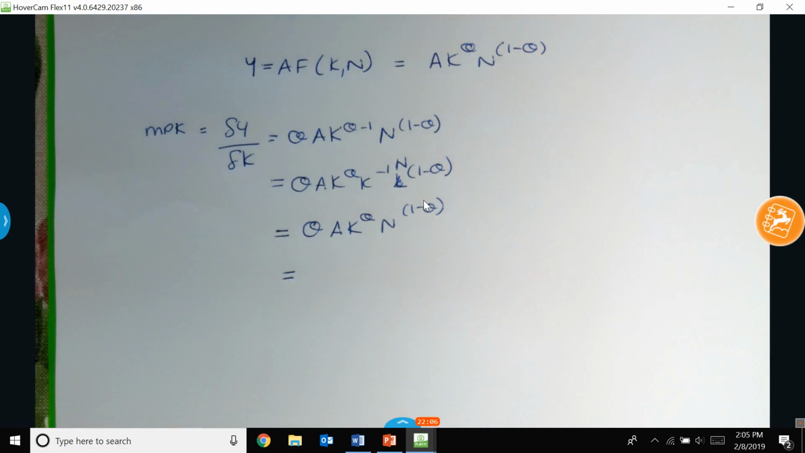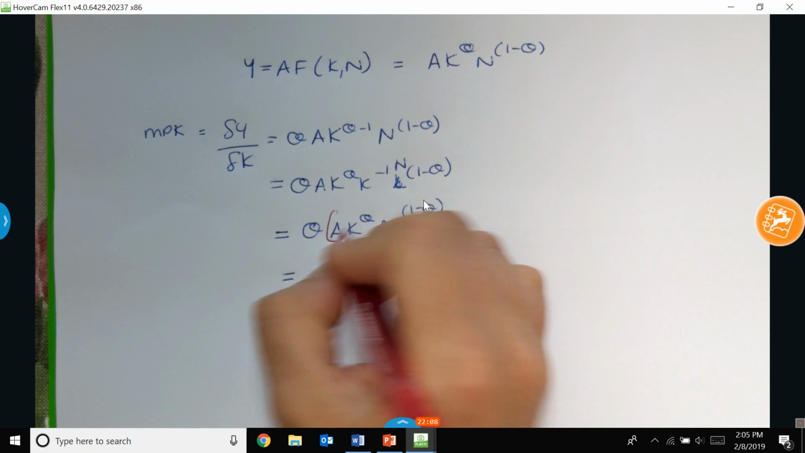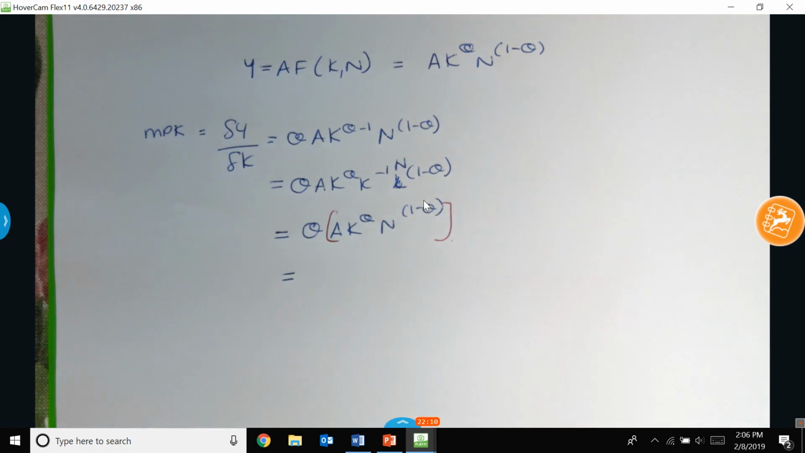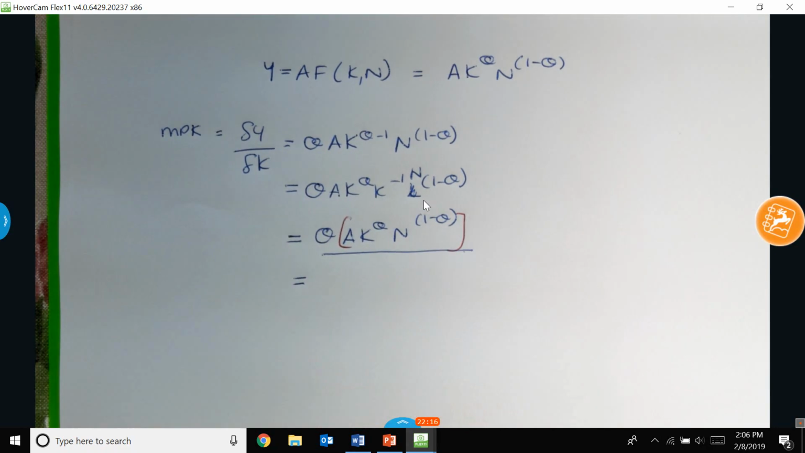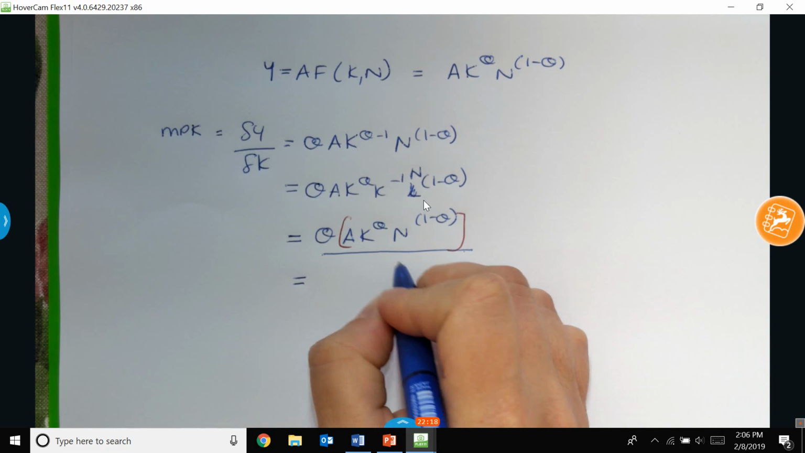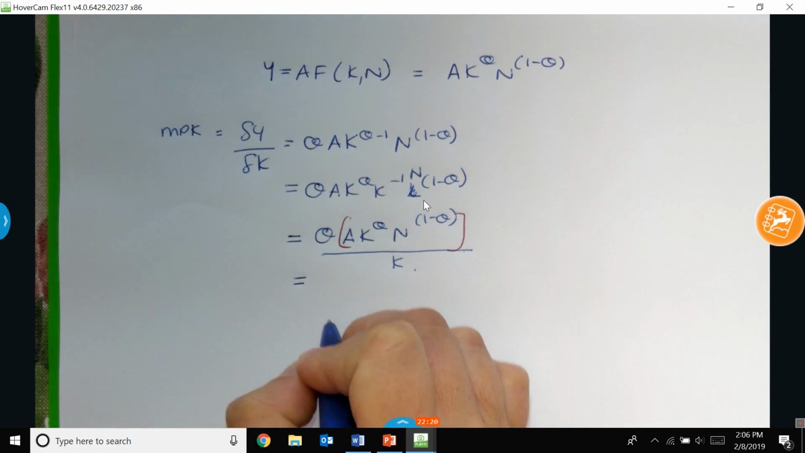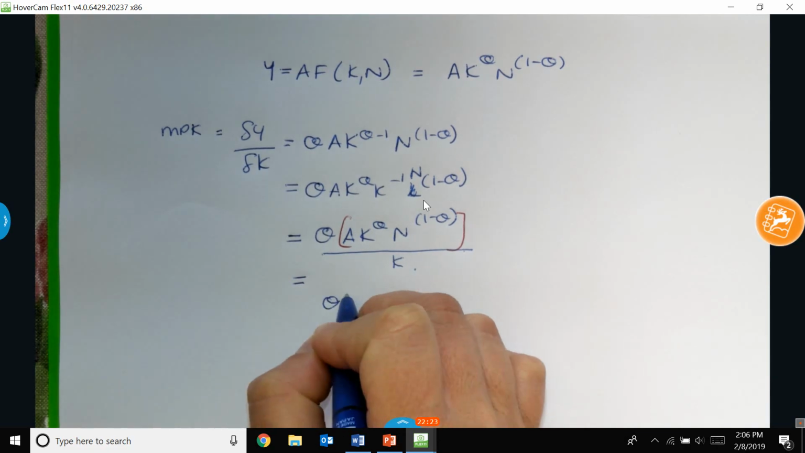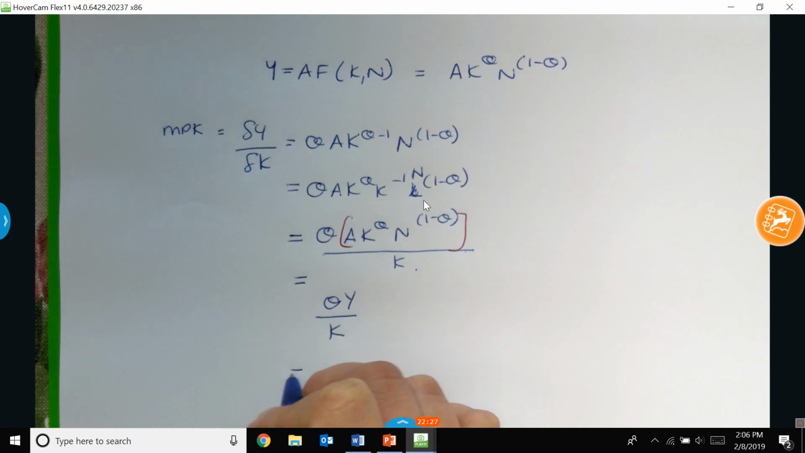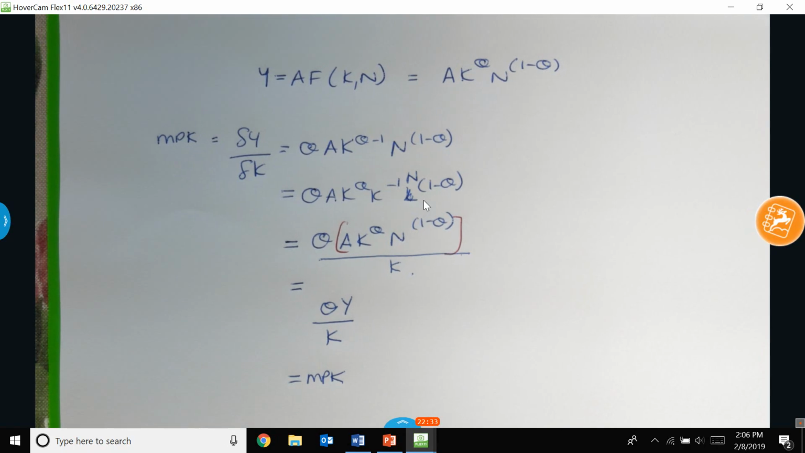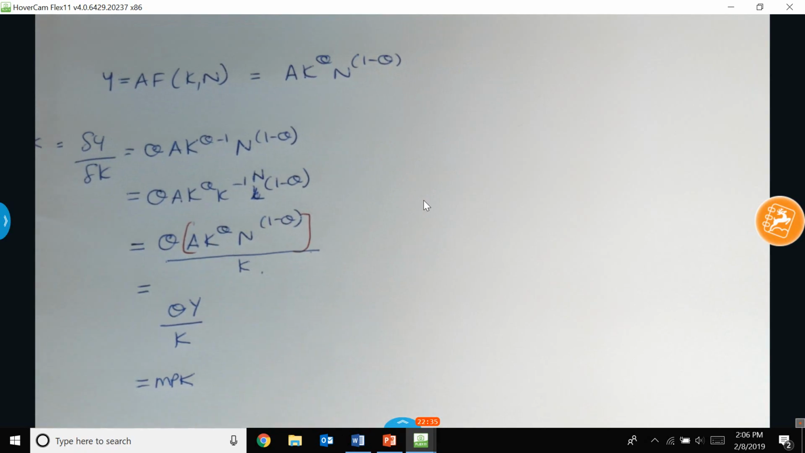And what you should then notice is that this part here is simply the Cobb-Douglas production function, and this should all be over K. What we therefore have is theta Y over K, and that is our marginal product of capital, which you would have seen in the previous slide. Similarly, let's move this across.